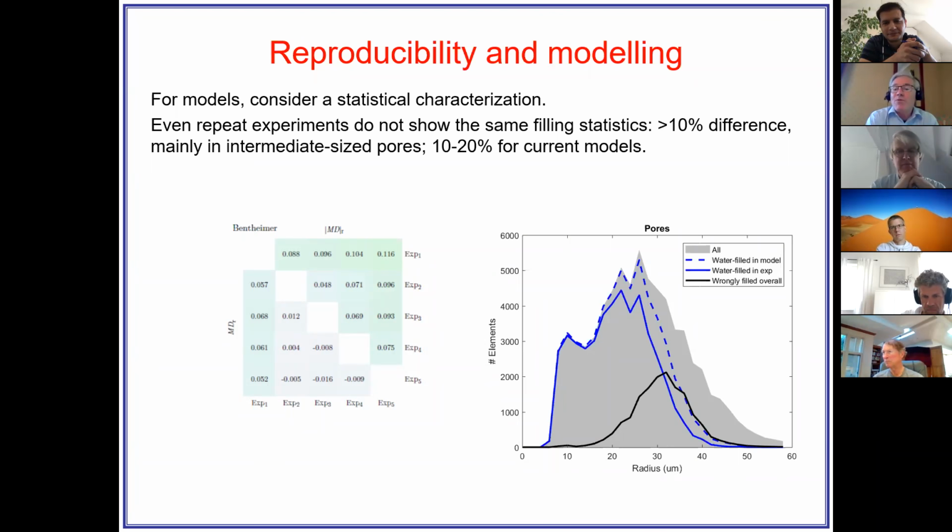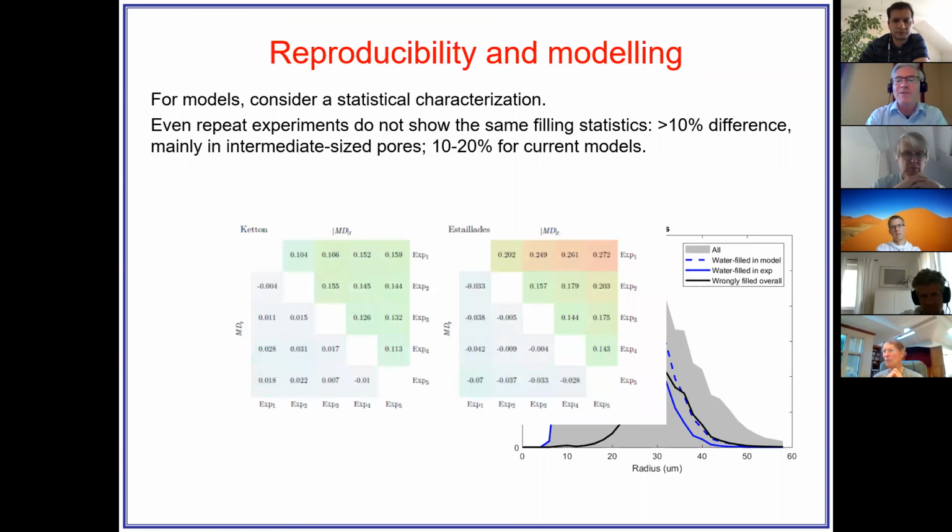So what we do is we first of all realize that when we do repeat experiments, we don't always get the same results. So here is showing that CO2 trapping experiment that was repeated. And what you see is when we do a repeated experiment, the intermediate size pores are not necessarily filled the same way. From one experiment to another, there's a discrepancy in the pore filling in individual pores. If we look at whether a pore is filled in the same way, it's around 10 to 20%. And as we look at more complex systems, these are carbonates, that discrepancy, which is shown here, can be as high as 25 or 30%.